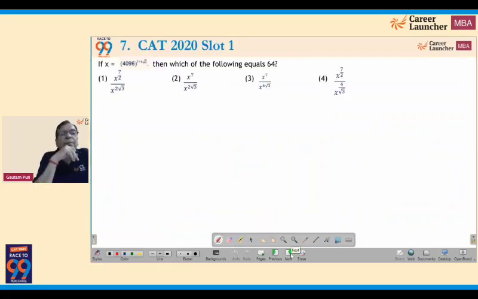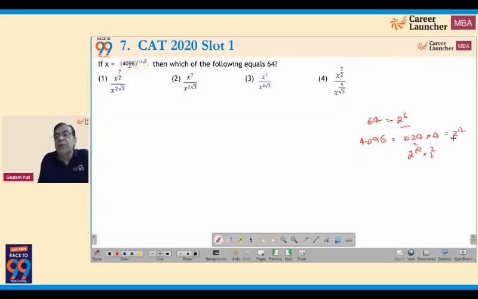This question, for example. If x is equal to this, which of the following is equal to 64? First of all, what is 64 equal to? 2 to the power 6. And we have 4096 with us. What is 4096? 4096 is 1024 into 4. And I'm sure everyone knows 1024 is 2 to the power 10, into 4 is 2 square, so that's nothing but 2 to the power 12.